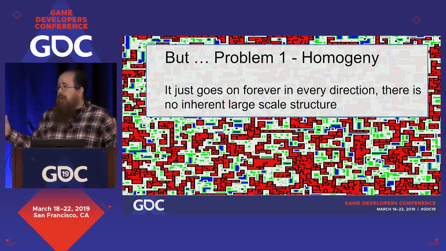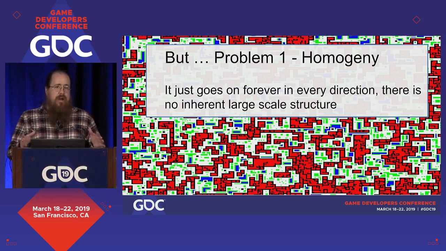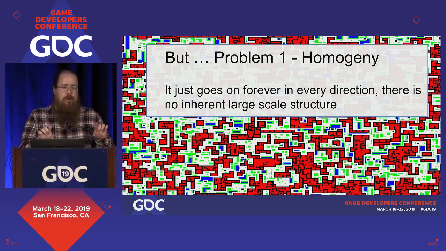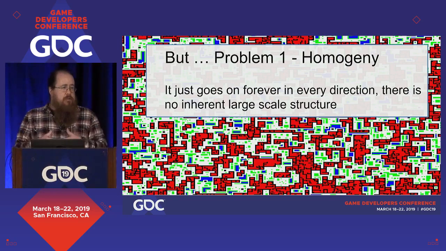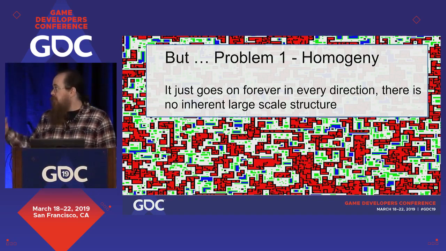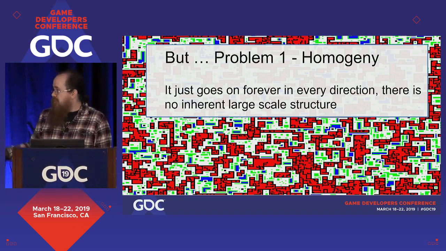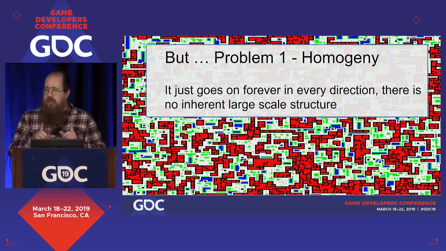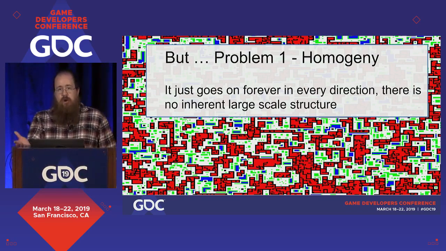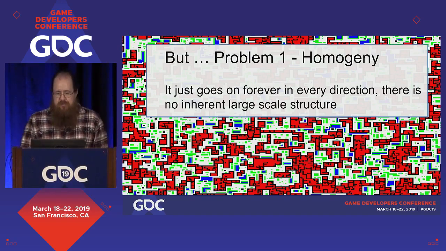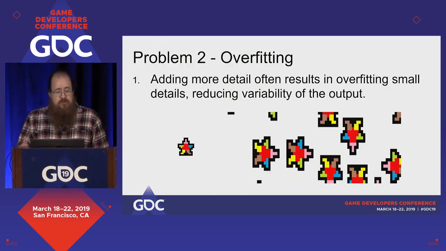So, applied to map design, these are not problems with the algorithm per se, but only domain-specific problems. What problems did we run into when we tried to use this? Problem 1 was homogeny. The outputs are, as you get bigger and bigger, just completely homogeneous in all directions. They're interesting at the small scale, but you don't really want to walk across an infinite homogeneous plane of these buildings. Problem 2 is overfitting, and so we'll return to this star shape.